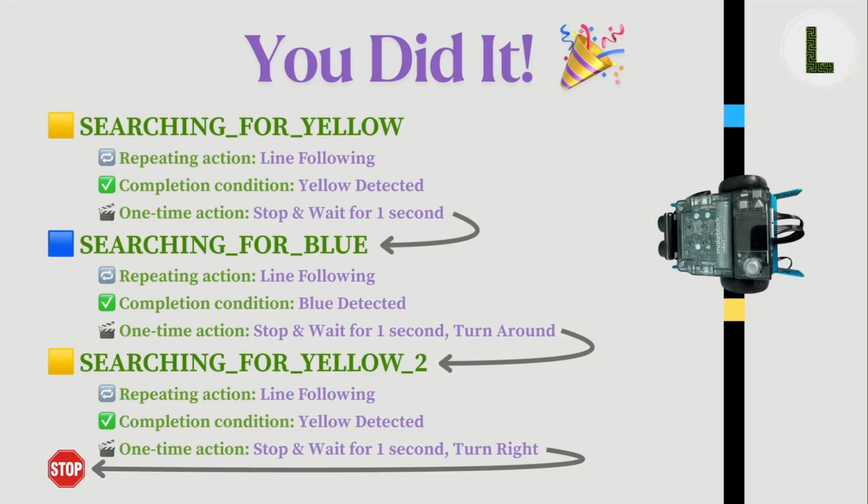You just programmed a 3-state state machine that reacts differently to the same color depending on how many times it has seen that color. That's a big deal. Once you understand this pattern, you can build even more complex behaviors by simply stacking up more states.